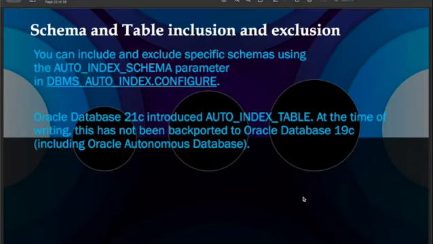More about schema and table inclusion and exclusion. You can include and exclude specific schemas using the AUTO_INDEX_SCHEMA parameter in DBMS_AUTO_INDEX.CONFIGURE. Oracle Database 21c introduced AUTO_INDEX_TABLE at the time of writing. This has not been backported to Oracle Database 19c, including Oracle Autonomous Database.